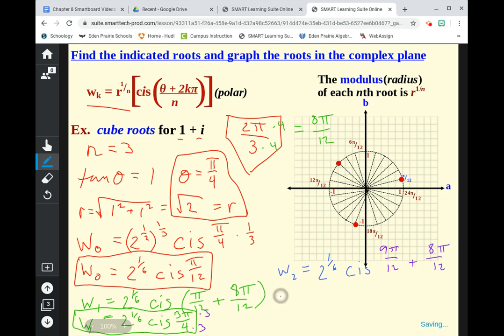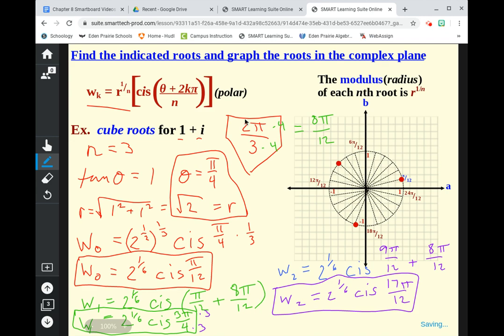And so what is W sub 2? W sub 2 equals 2 to the 1/6 CIS 17 pi over 12. If I could simplify that, I would, but I cannot. And so there is my third answer.